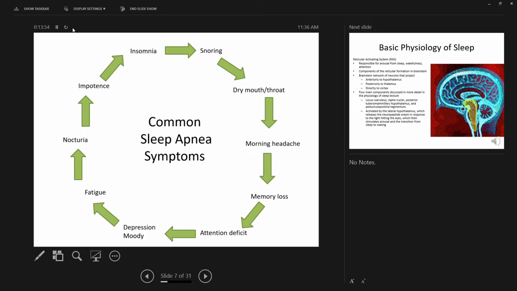They also tend to have headaches in the morning. They're more likely to experience memory loss. They're more likely to have attention deficit issues. They're more likely to experience depression or be moody, fatigue, having to urinate a lot at night, and if it's a male situation, they might also experience impotence.